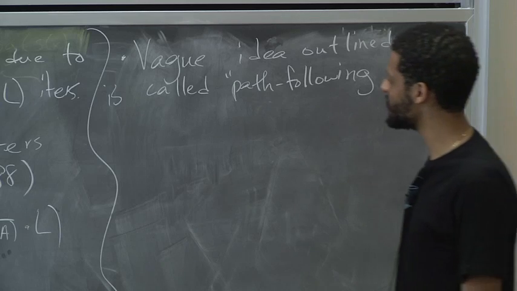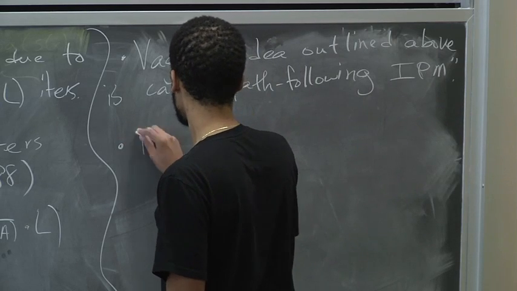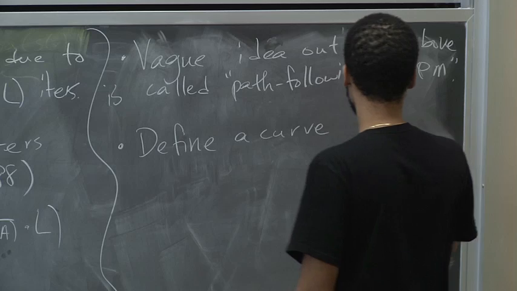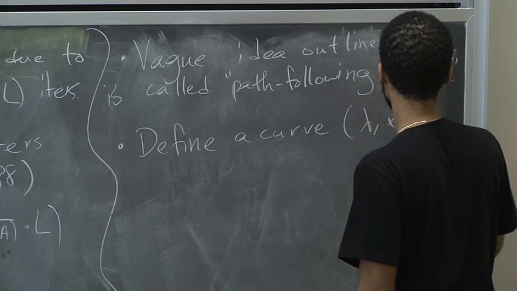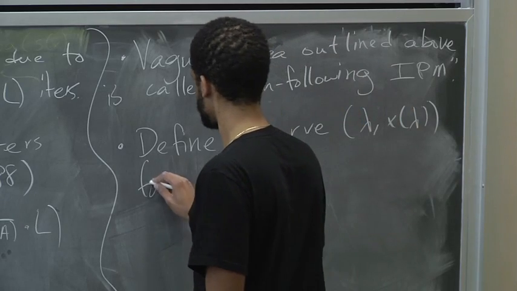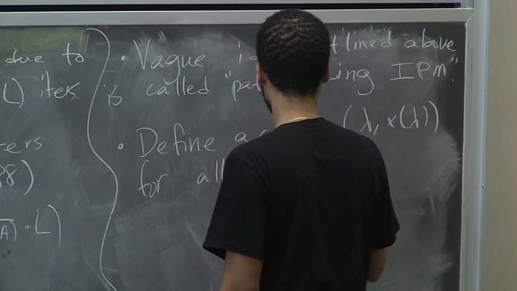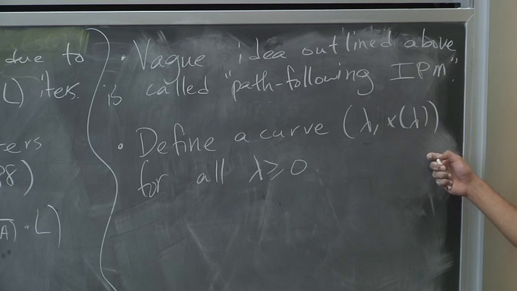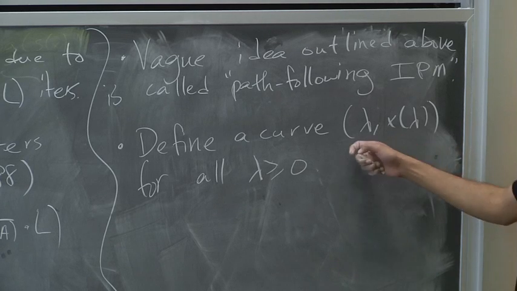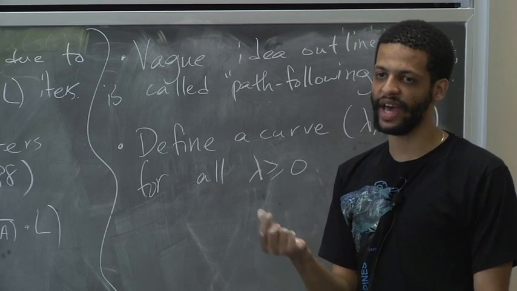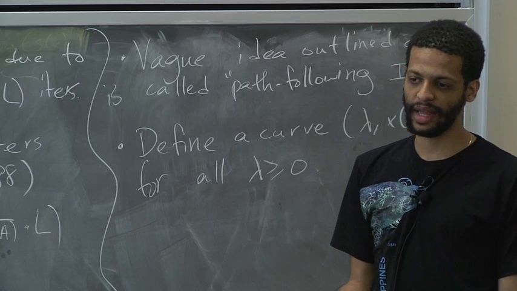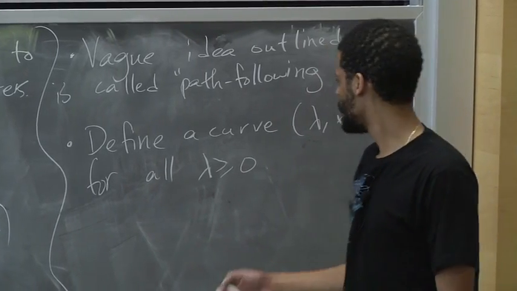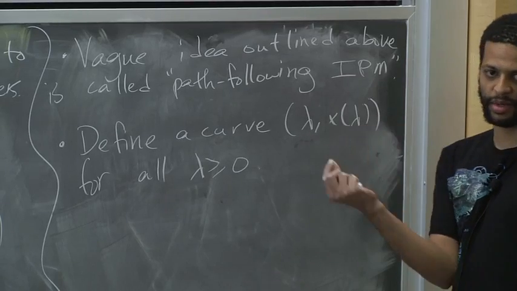And where that name comes from is we define a curve, lambda, x of lambda, for all lambda bigger than or equal to 0. So as we increment lambda from 0 to infinity, this traces out a curve. When lambda is equal to 0, we're at what's called the analytic center of the feasible region, right? When lambda is 0, the cost function doesn't matter at all. We're just trying to stay as well inside the boundary as possible. And then as lambda goes to infinity, we arrive at some optimal vertex.